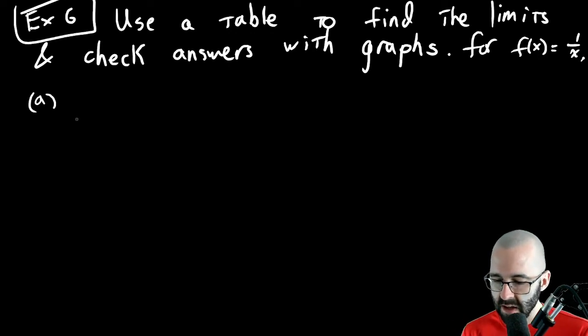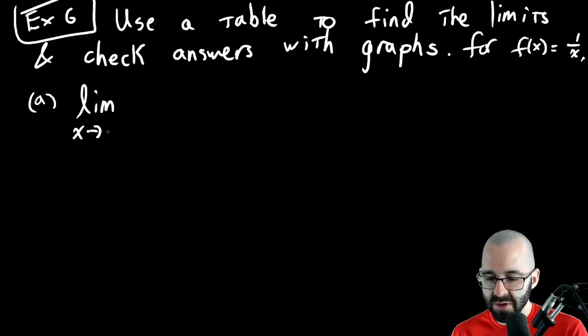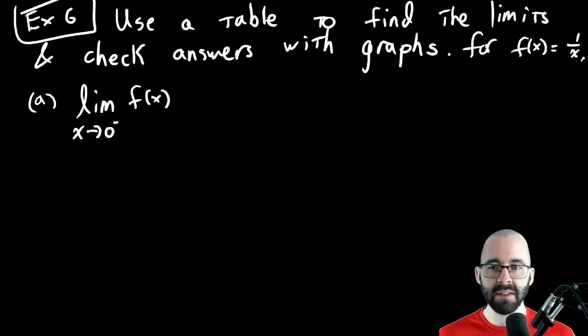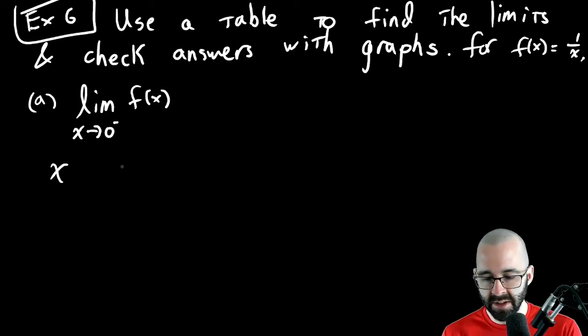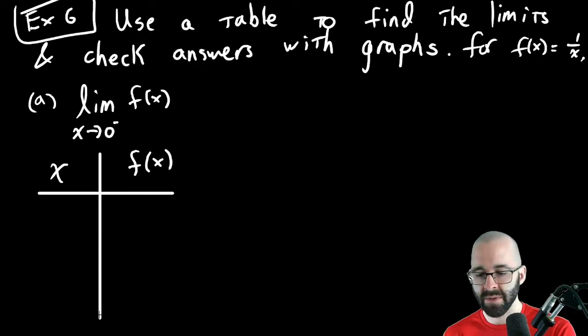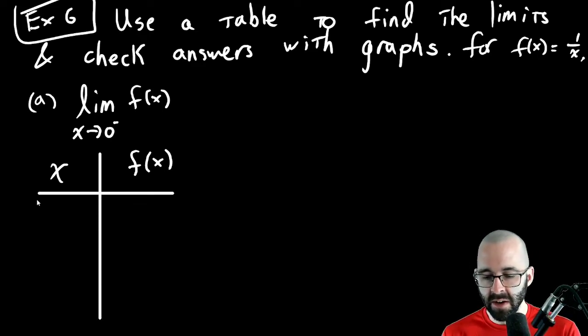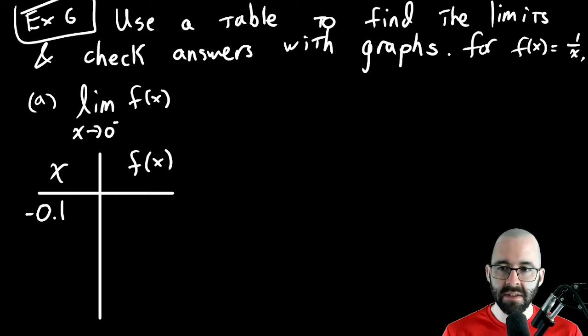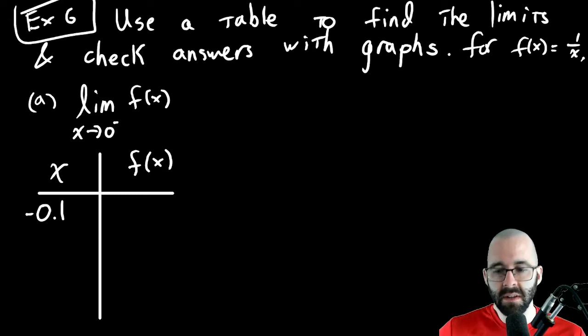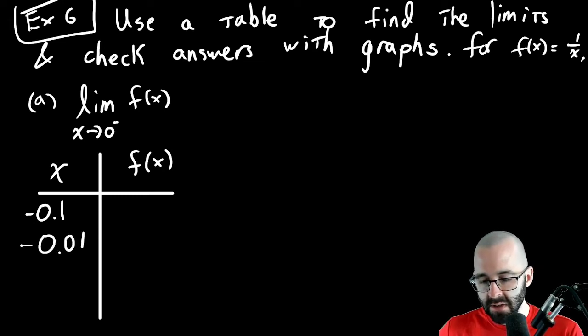Part A. What is the limit as x approaches 0 from the left of this function? So let's make our table. Let's look at x's from the left and function values. This one you can actually do by hand. To the left of 0, this is a number that's close to 0. Negative 0.1. And then we can get even closer to 0 and even closer to 0.